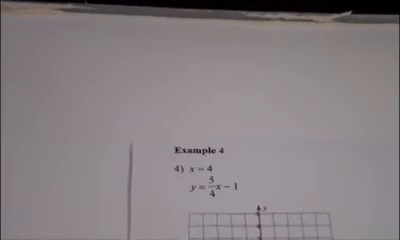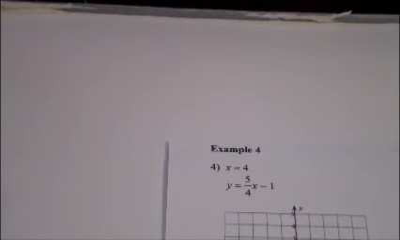Okay, last one. Let's first take a close look at what we have here. We have x is equal to 4, and then we have y is equal to 5 over 4x minus 1. What we would like to do is graph these two equations and see where they cross. The point where they cross will be our solution. Basically, it's the graphical way to solve for the x and y variables.